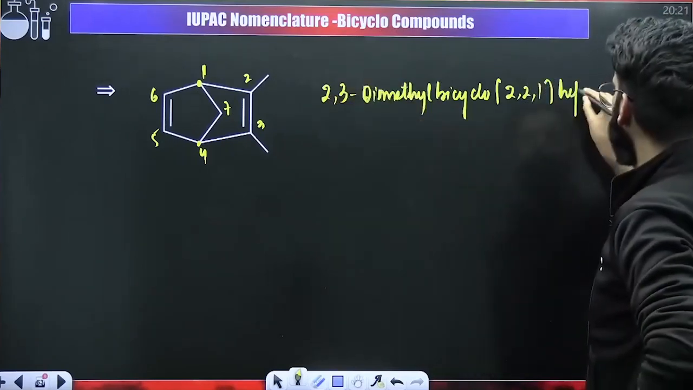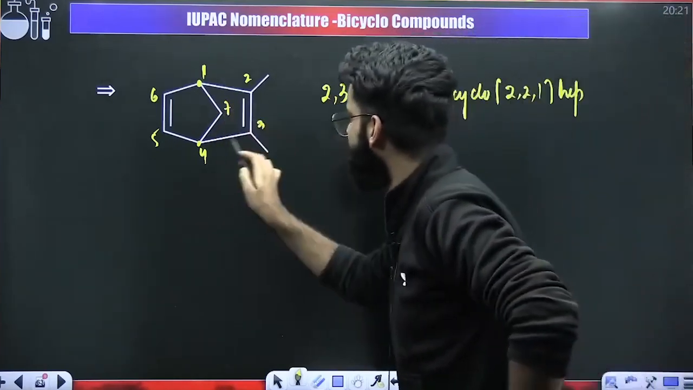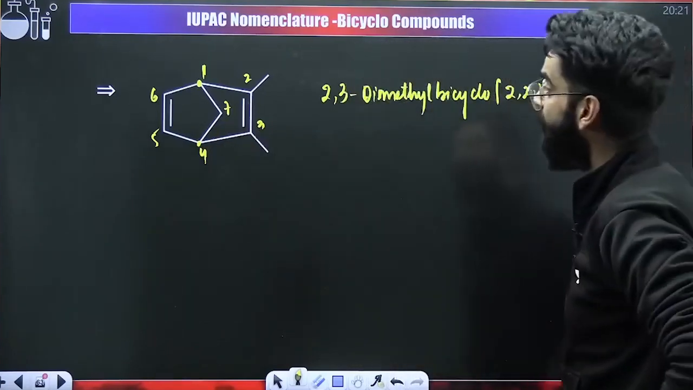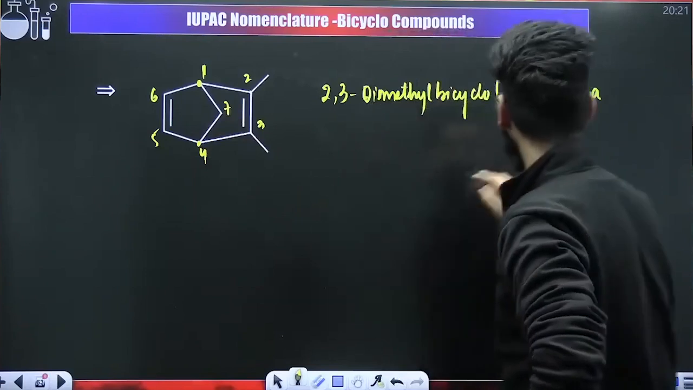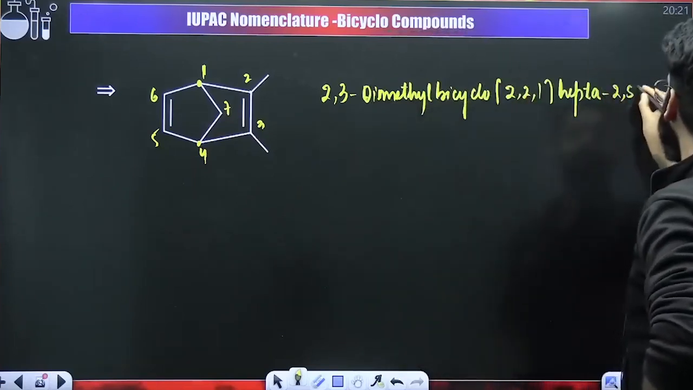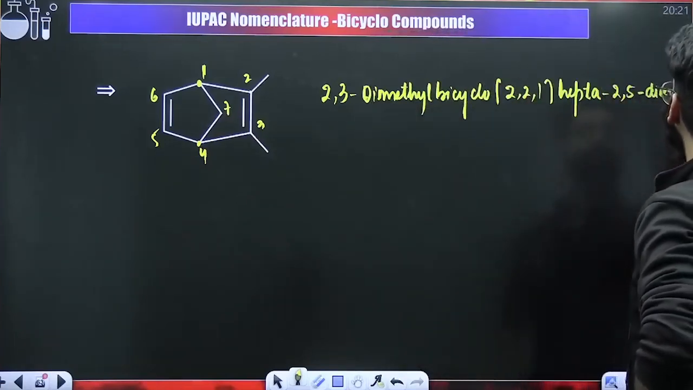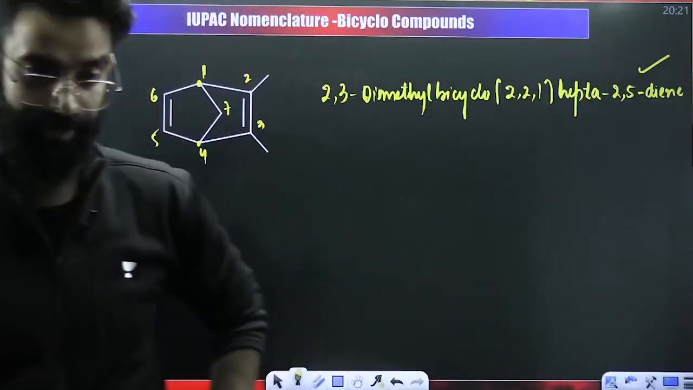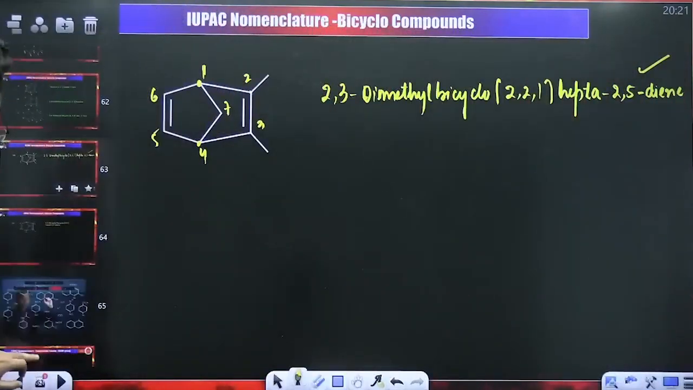So hept. It is hept. Now, in the main chain, there are 2 double bonds, so it has to be hepta. 2, 5-hepta. It's going to be diene. I believe this is also clear to everyone.